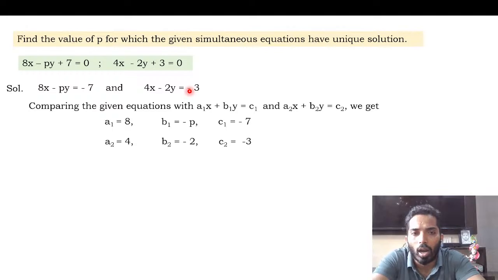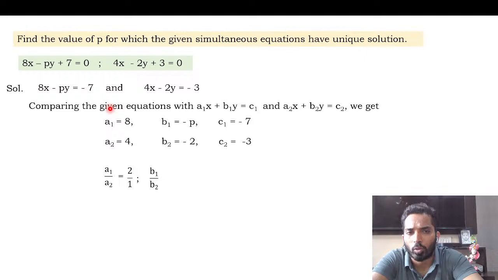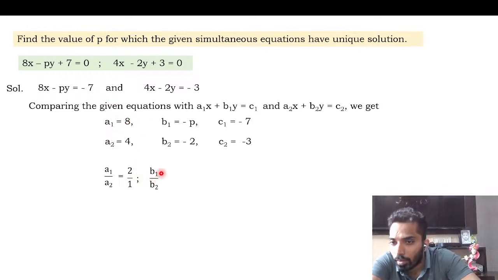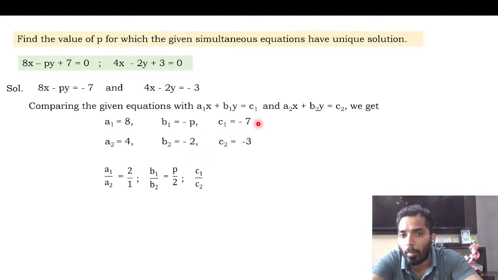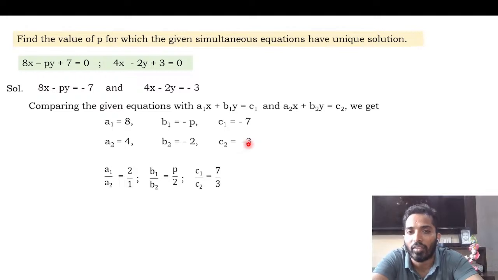ओके, अभी यूनिक सोल्यूशन बोला है. A1 अपॉन A2 तो पहले ढूंढ लेते हैं. 8/4 is 2/1. यस, यू गॉट इट राइट, बट उसका आंसर कैसा लिखोगे? A1 upon A2 is 8/4, 2/1. B1 upon B2 is -P upon -2, that will be P upon 2. C1 upon C2 is -7 upon -3, that will be 7/3.